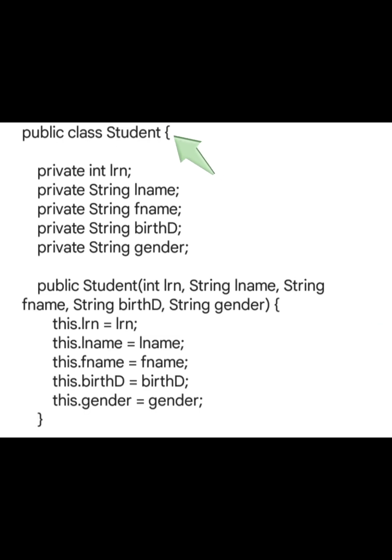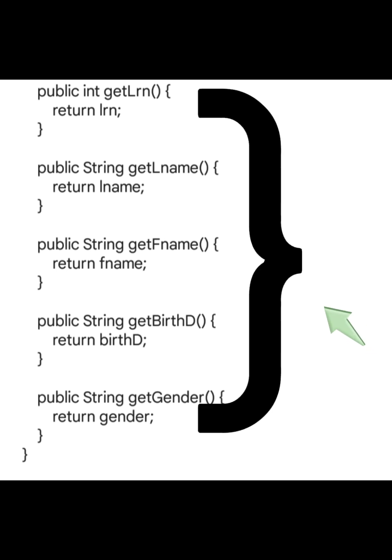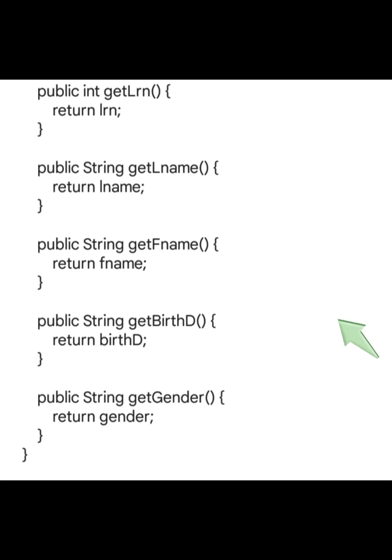Declares a class called Student. Declares a private variable. It defines a constructor to initialize the student object with the given values. Assigns the value to the object's field. Returns the LRN, last name, first name, birthday, and gender of the student.